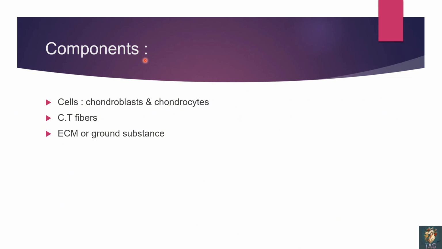Next, what are the different components of the cartilages? So it consists of the cells. These are the chondroblasts and the chondrocytes. The connective tissue fibers and the extracellular matrix are the ground substance. So we all know whenever we describe any type of connective tissue, we have to describe it under three headings: the cells, the fibers and the ground substance. So in case of the cartilages, the cells are chondroblasts and chondrocytes, and the different types of fibers and ground substance. So we will discuss all of these one by one.